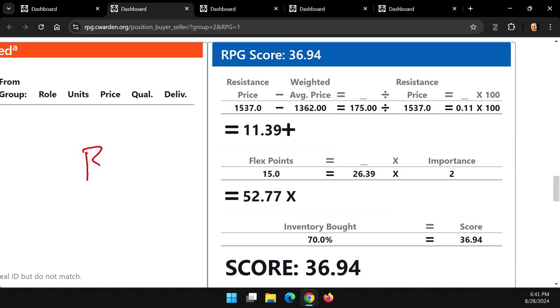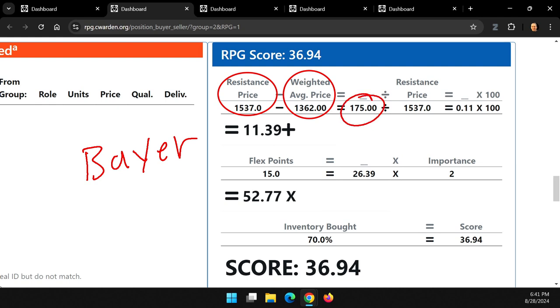In this case, this is a buyer. And we can see that it must be a buyer because we reverse this beginning here. We have resistance price minus the weighted average price because the buyer, of course, wants to get a lower price. So their resistance price was $1,537 and they were able to buy for $1,362, lower than their resistance. So good for them. And they ended up at this difference, $175. And so you can see the bigger this difference, the bigger this gap, the better, because this fraction ends up here with a bigger number.